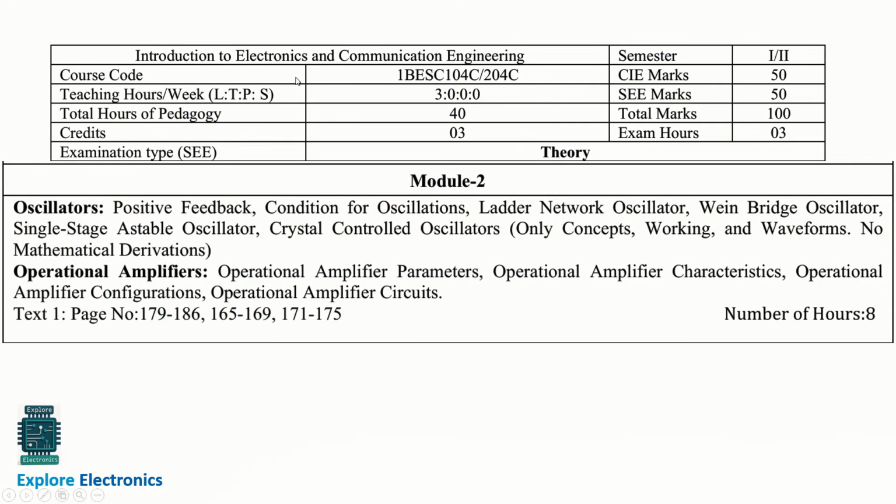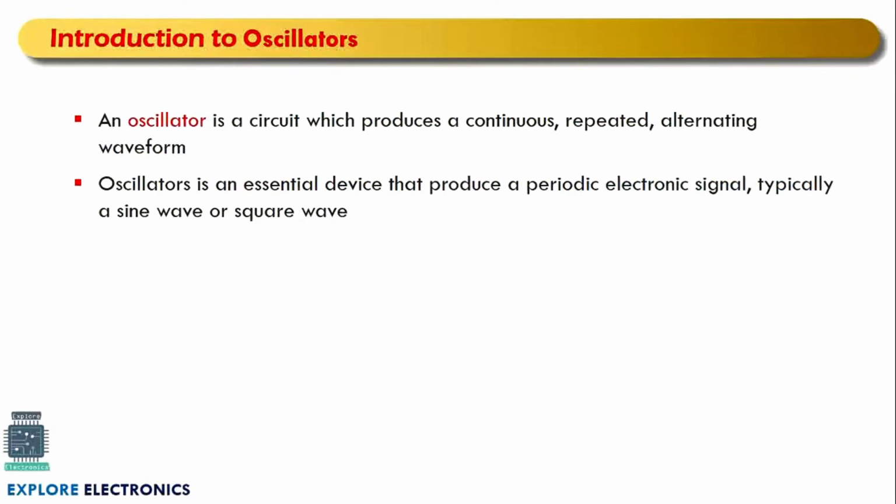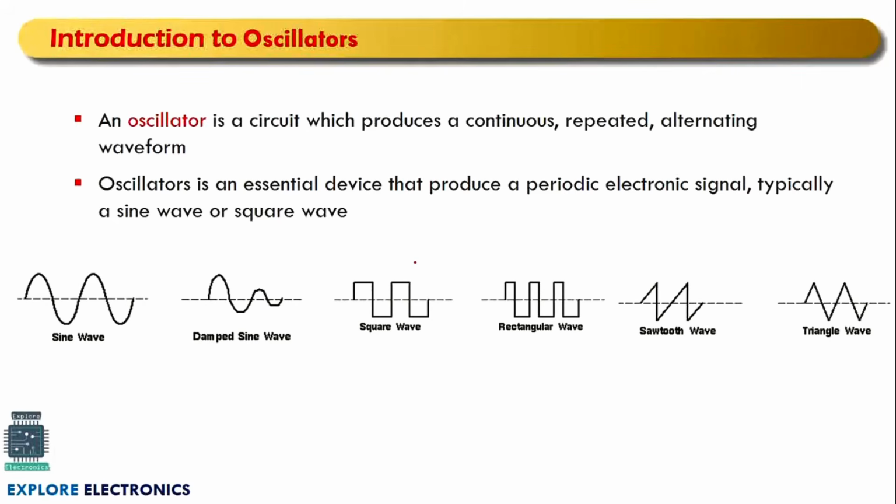In this video, I am covering Module 2, that is Oscillators and Operational Amplifiers. What is an oscillator? The oscillator is a circuit which produces a continuous or repeated signal, which is an alternating waveform. We can also define an oscillator as an essential device that produces a periodic electronic signal, typically a sine wave or square wave. Some oscillators also produce a sawtooth wave, a triangular wave and a rectangular wave.